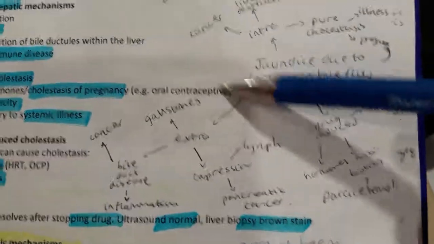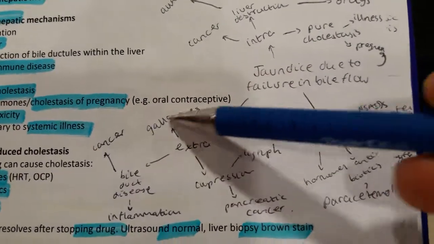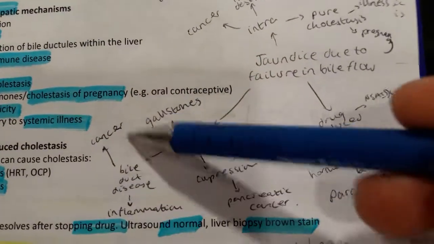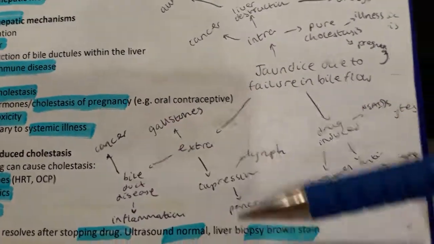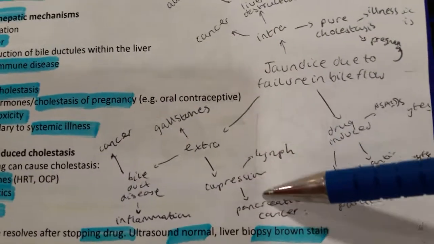The failure in bile flow could also be due to something coming from outside the liver, so what comes after the liver? Well, it's the gallbladder, isn't it? The gallbladder and the common bile duct, so it could be due to gallstones blocking it, or bile duct disease, whether inflammation or cancer of the bile duct, cholangiocarcinoma, or compression from outside the bile duct, which could be due to lymph nodes or pancreatic cancer.